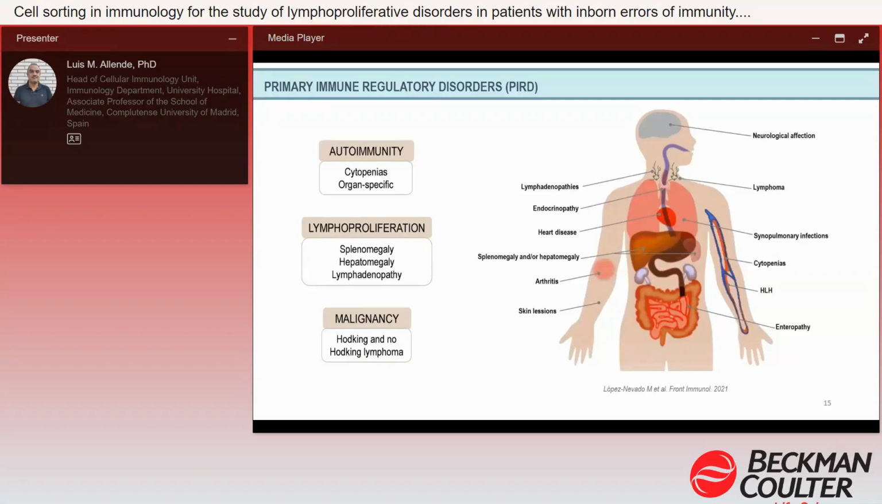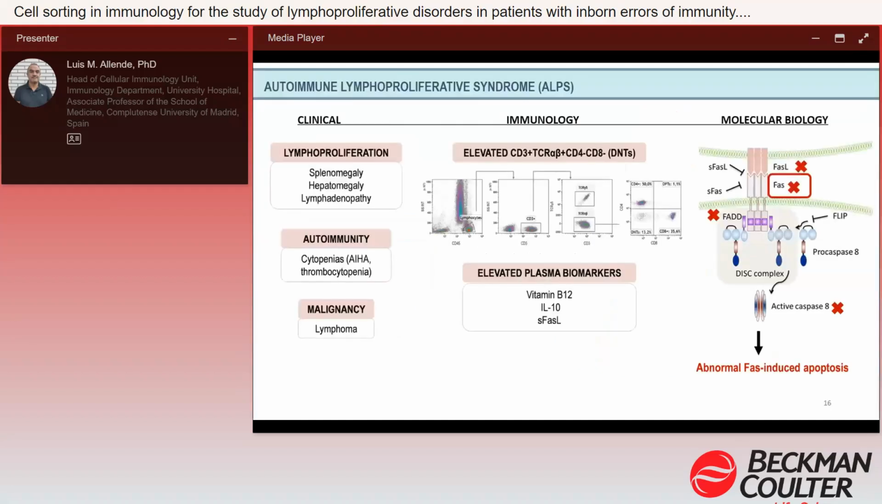Autoimmune lymphoproliferative syndrome, ALPS, a well-known syndrome with autoimmunity, is a primary immune regulatory disorder characterized by chronic and benign lymphoproliferation, autoimmune manifestations, and an increased risk of lymphoma due to a defect in lymphocyte apoptosis. Clinically, ALPS patients are characterized by lymphoproliferation, autoimmunity, and malignancy.